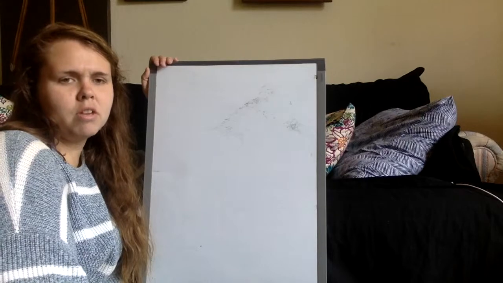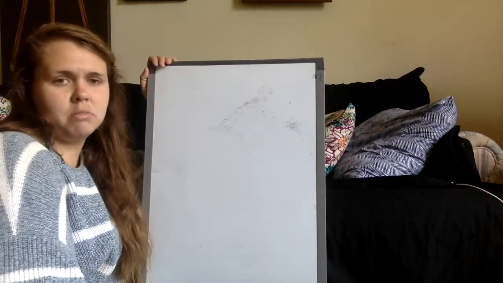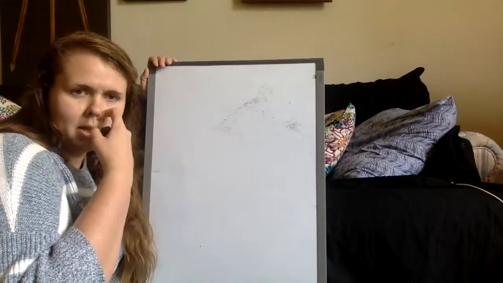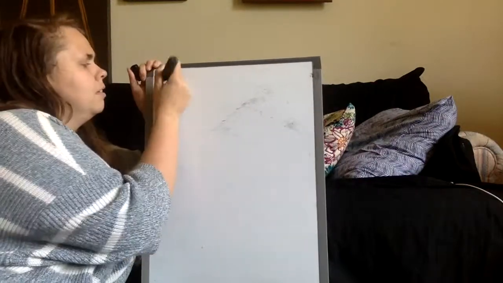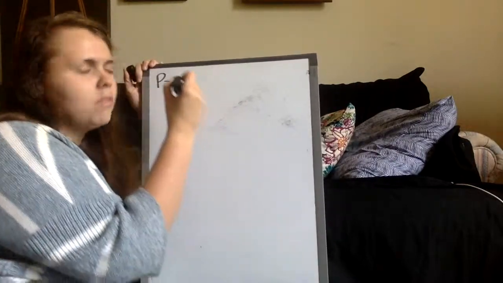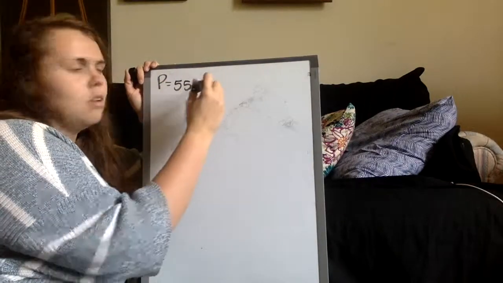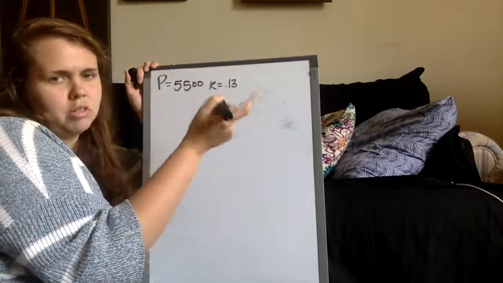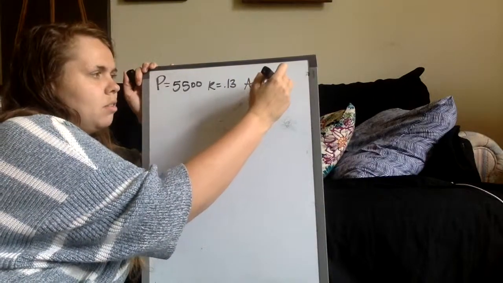So our first question is, it says compute the table for a savings account subject to continuous compounding. And so that means that we're using the PERT formula, A equals P times e to the rt. And we're told that P is 5,500. The interest rate, r, is going to be 0.13. It's 13%. And we're told that A is going to equal 11,000.